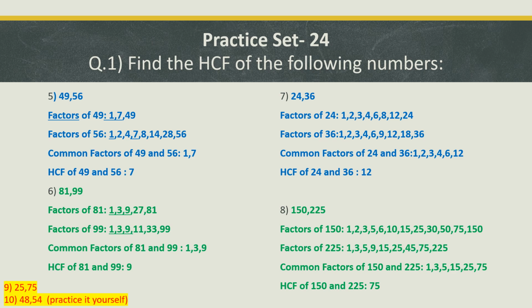So again here, children, we have the rest of the 2 questions. One more thing: here I have put up 2 questions for homework. That is 25 and 75, and the next question is 48 and 54. Find the factors, common factors and the highest common factor of both numbers.